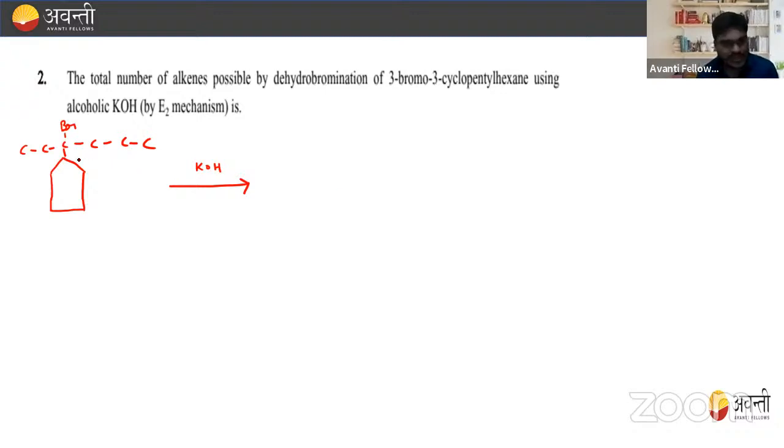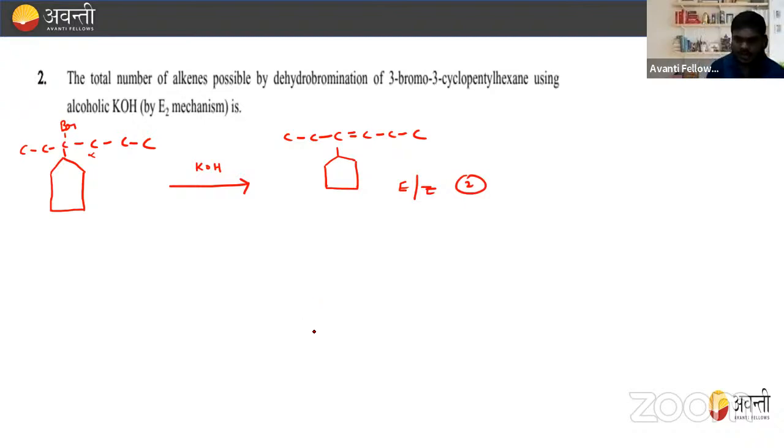Dehydrohalogenation takes place. From which position? Basically, this is the alpha carbon, and this is the beta carbon. Now, what formation takes place? This will become C double bond C. So this will take place. This is known as E and Z isomer type.